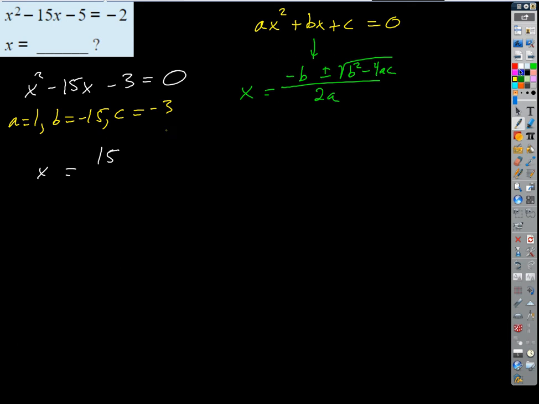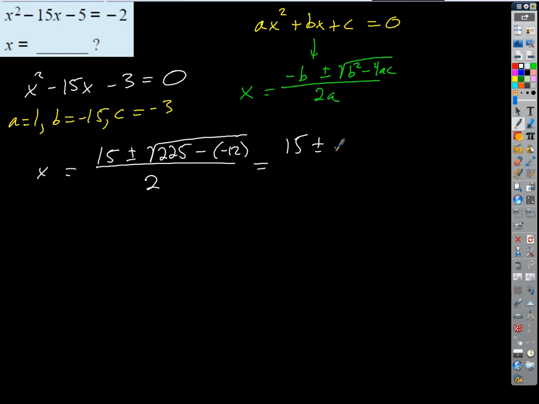What's c? -3. Okay, so 15 plus or minus square root of -15 squared. Do we know? 225 is correct. 225 minus 4 times 1 times -3. 4 times 1 is 4 times -3 is -12. So we're subtracting -12, right? All divided by 2 times 1 is 2. So we just have to simplify that. So all the quadratic formula is just plugging in and simplifying, right? So 15 plus or minus, we're going to get 225 minus a negative is plus, right?